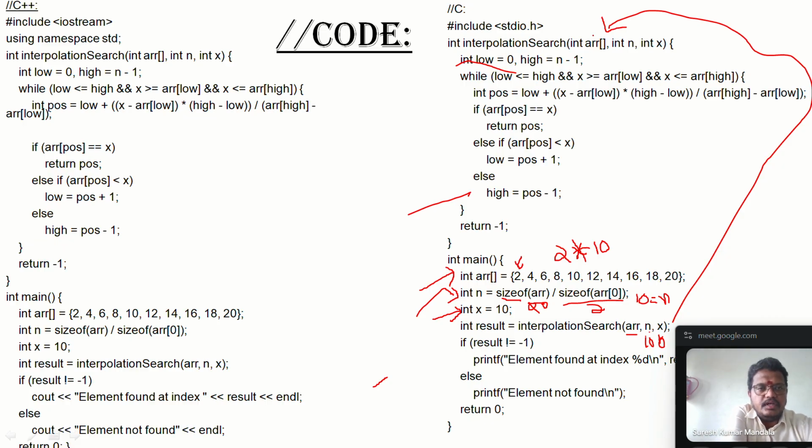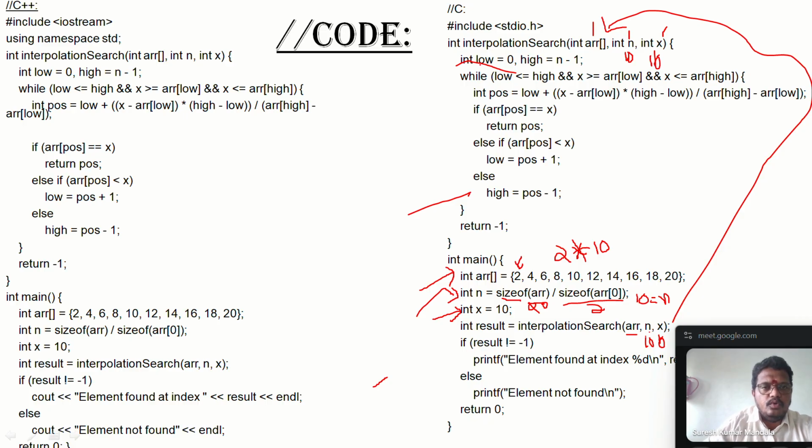Within the called function, the array will be initialized with the values 2, 4, 6, 8 up to 20. N will be initialized with 10, that is the number of elements present in the array. X also is initialized with 10. X is the target value. What is the target value? Also 10 only.